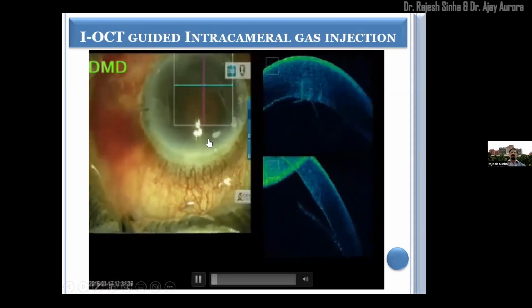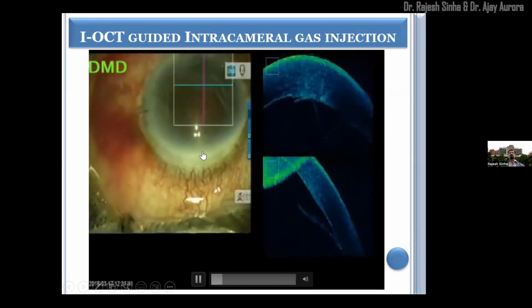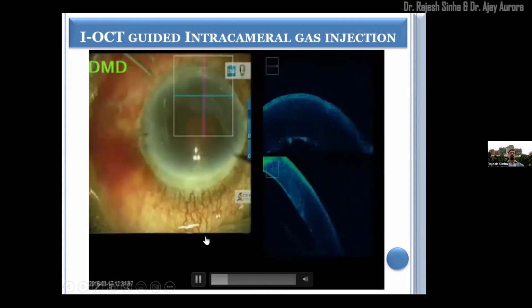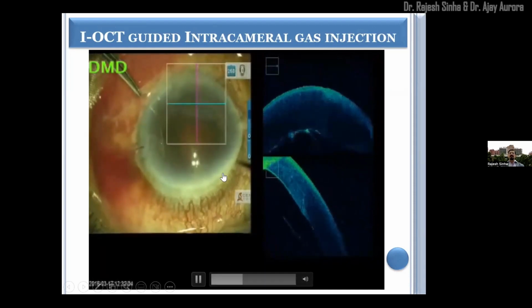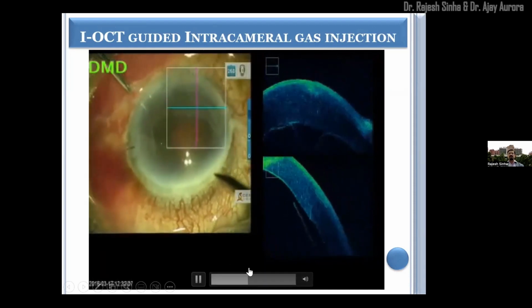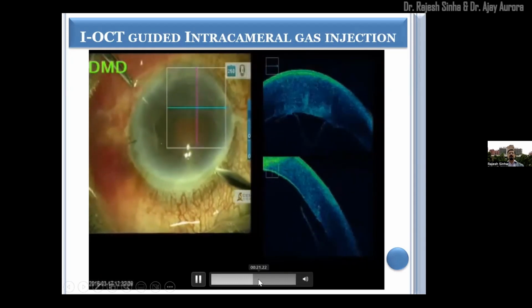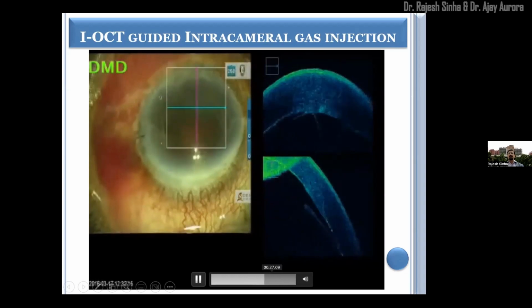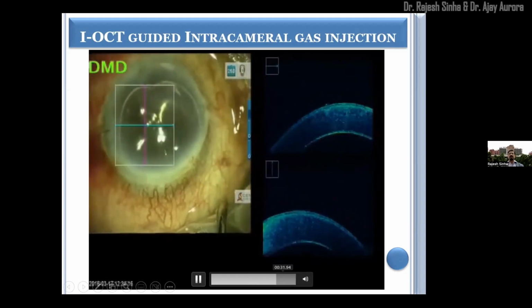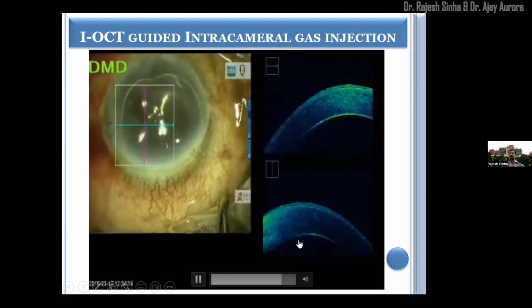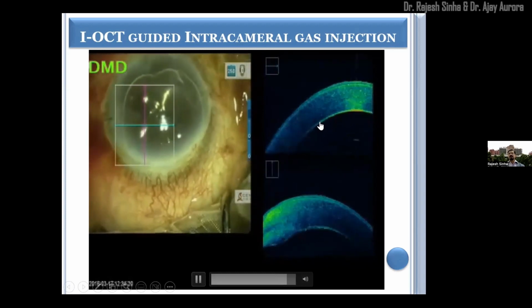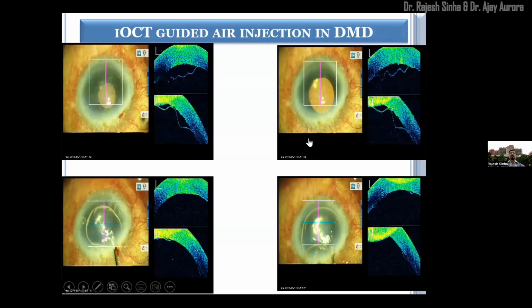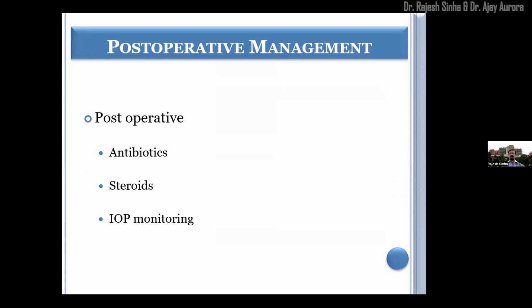When you examine the patient on the microscope with intraoperative OCT, you know which area is clearer. This area is clearer, and there's no DM detached here. So you make a paracentesis in that area, and from there you introduce the cannula and inject air, so that, as you can see here, intraoperatively you can understand that the Descemet has detached. These are some of the examples of how intraoperative OCT helps in managing Descemet's membrane detachment.